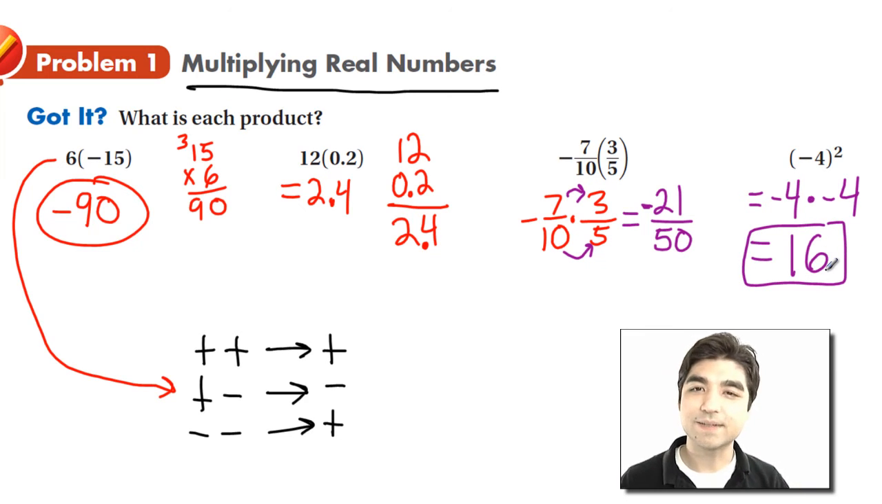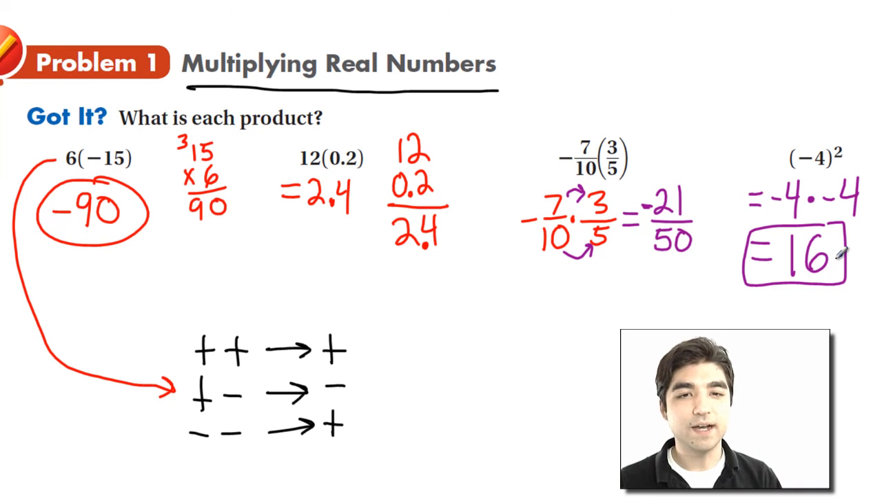Okay, so those are some examples of multiplying real numbers. Hopefully that makes sense. Now let's go on to example 2.